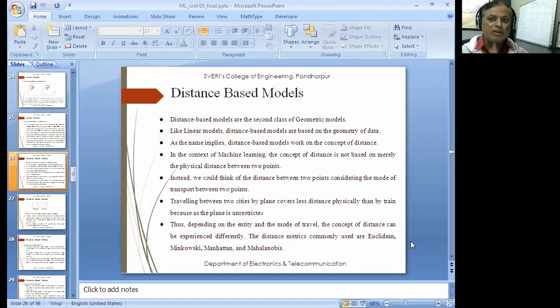Now this is somewhat a different technique. This is completely based on a distance calculation. So this is the second class of a geometric model. Like linear models, they are based on the geometry of the data. Obviously, like linear models, which were going for the linear combination of the inputs, this is completely based on the geometry of the data. As the name implies, the distance-based models work on the concept of distance.